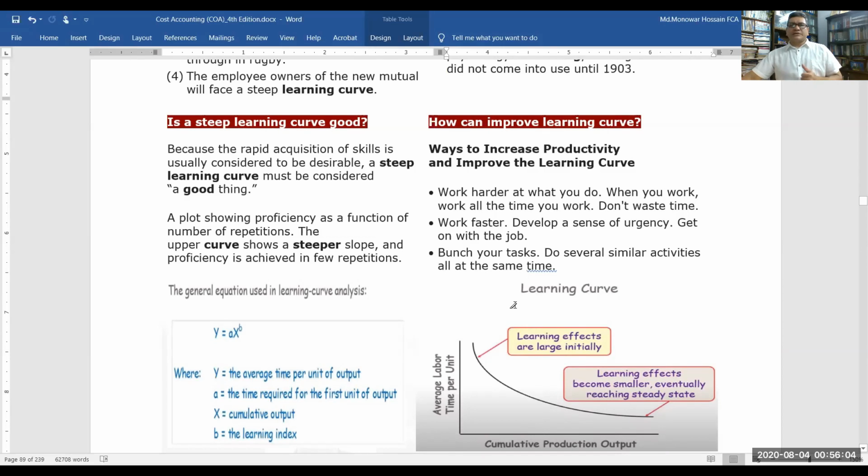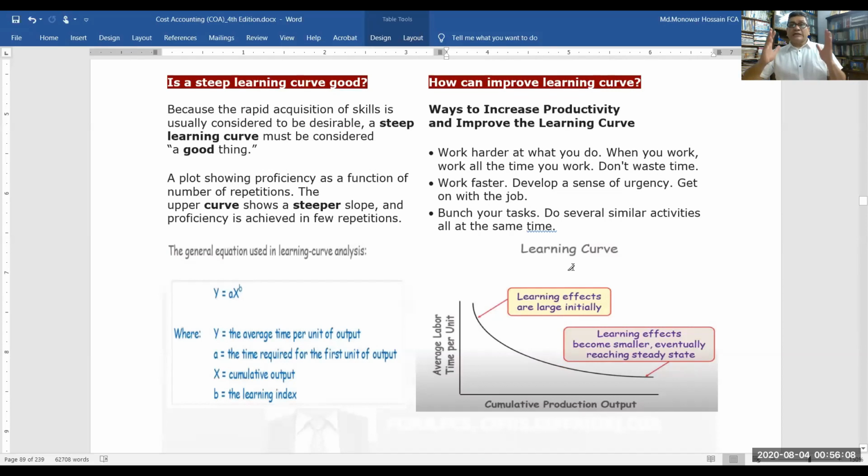How can you improve the learning curve? Work hard at what you do. When you work, work all the time. Don't waste your time. This way the learning curve can be improved. Work faster, develop a sense of urgency, get on with the job. Bunch your tasks, do several similar activities all at the same time. So this way you can improve the learning curve.